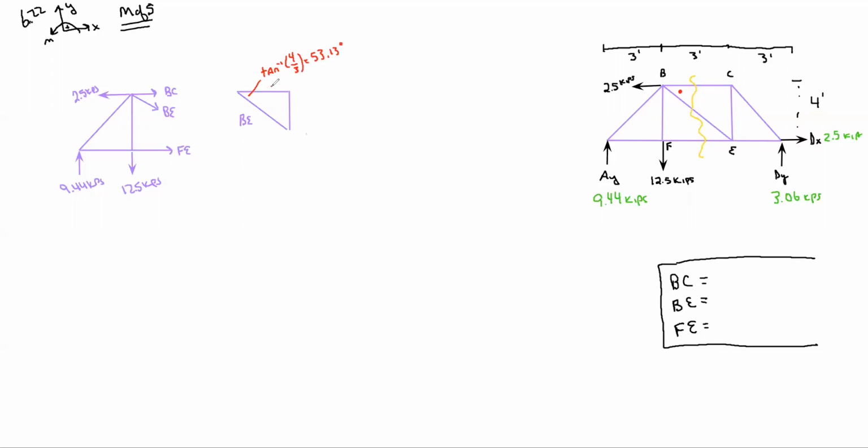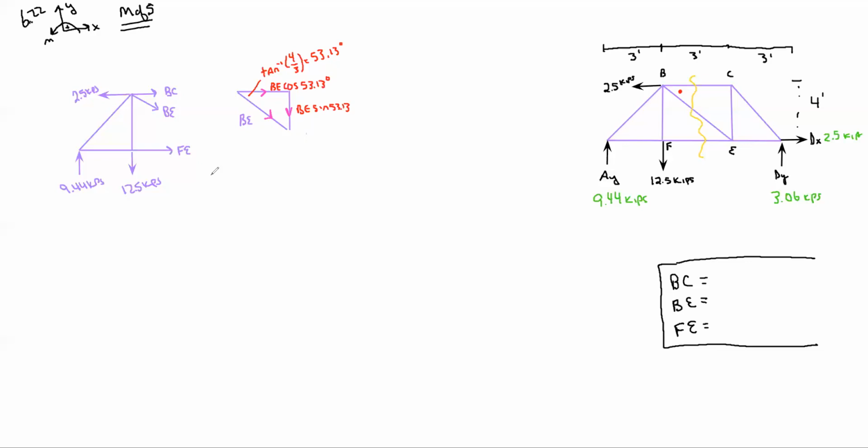So the X component is BE cosine 53.13, and the Y component is BE sine 53.13. Currently I have that B going down, which means that the X component goes to the right and the Y component will go down. So we'll see how that works out. That's my plan of attack anyway.